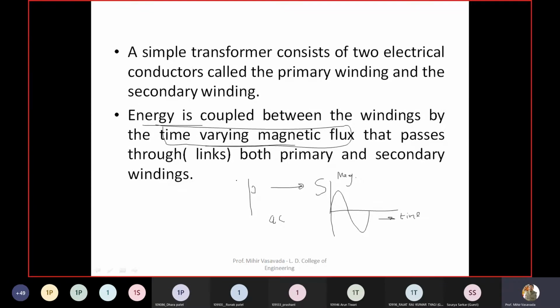And as per Faraday's law, it will induce EMF in both the windings, as I told you. The EMF induced in the primary winding is known as self-induced EMF, because it is due to the change of current in the winding itself. The EMF induced in the secondary winding is known as mutually induced EMF because it is due to the change in current in the neighboring coil, the mutual coil.